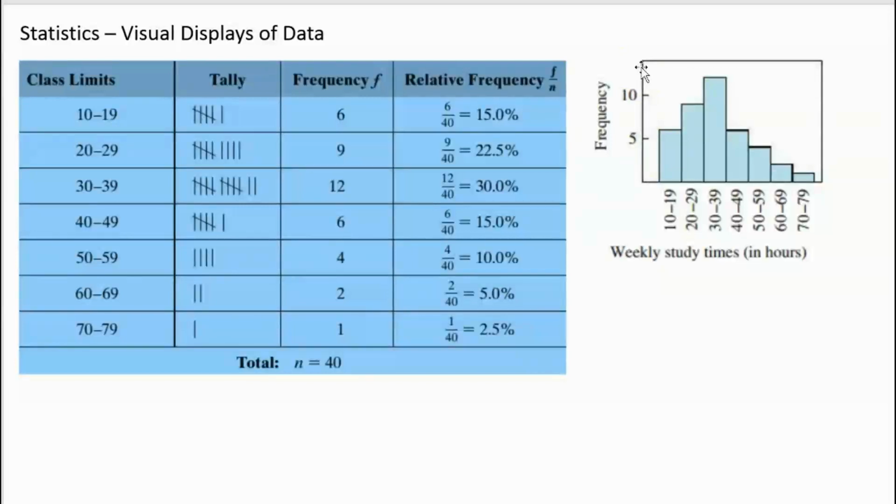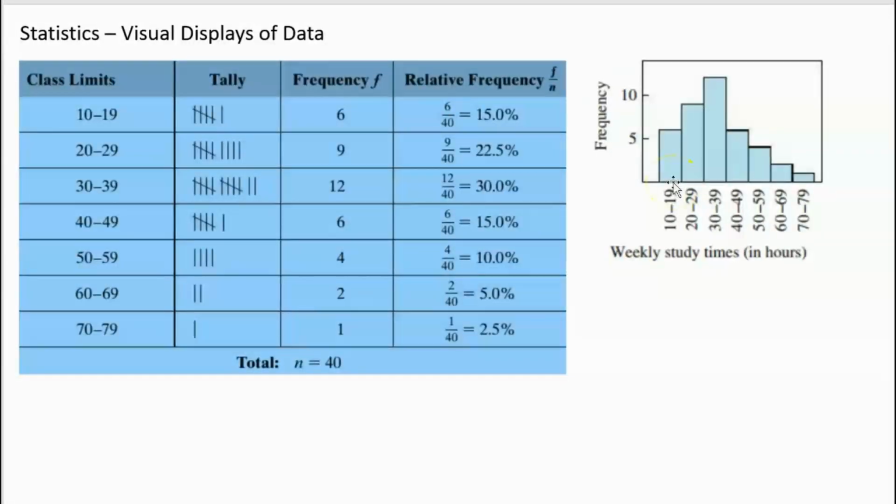But we can clearly see that between 30 and 39 is what most students study. When you look at information like this, it's a little bit harder to see. You see the biggest frequency is 12. You see 30% is the biggest percentage over here. But you really get a good feel for it when you see it in this histogram form.